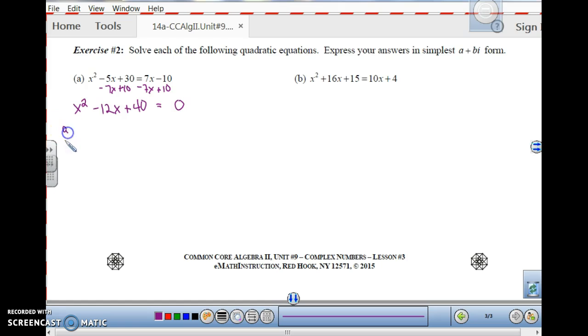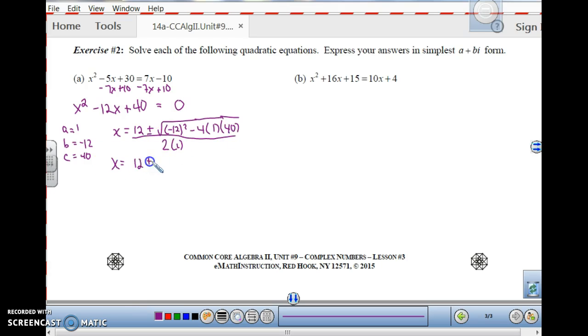All right, now I can tell this doesn't factor anyway, so when I work this out, I'm going to use my a, b, and c. A is going to be 1, b is negative 12, c is 40. All right, so using my formula, negative b would be positive 12, plus or minus the square root of b squared, negative 12 squared, minus 4ac would be 4 times 1 times 40, all over 2 times 1.